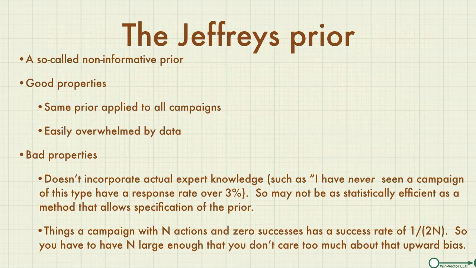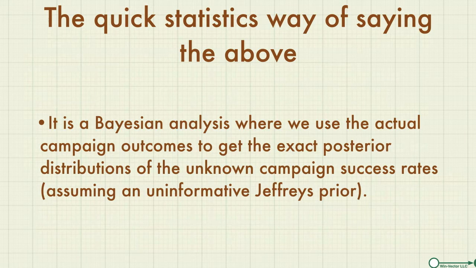Also, if you have a campaign with n actions and 0 successes, the Jeffreys prior thinks it has a success rate of 1 over 2n. So until you have n large enough, you don't care. You see a bit of an upward bias in all the estimates. The quick way of saying everything above is the system is a Bayesian analysis where we use the actual campaign outcomes to get the exact posterior distributions of the unknown campaign success rates, assuming an uninformative Jeffreys prior.